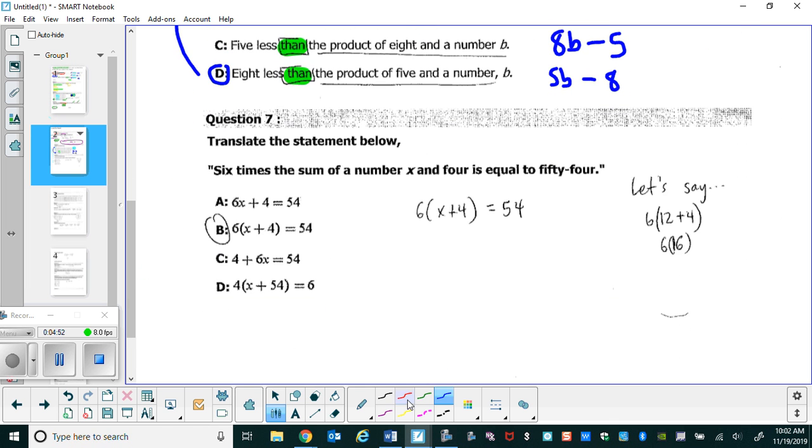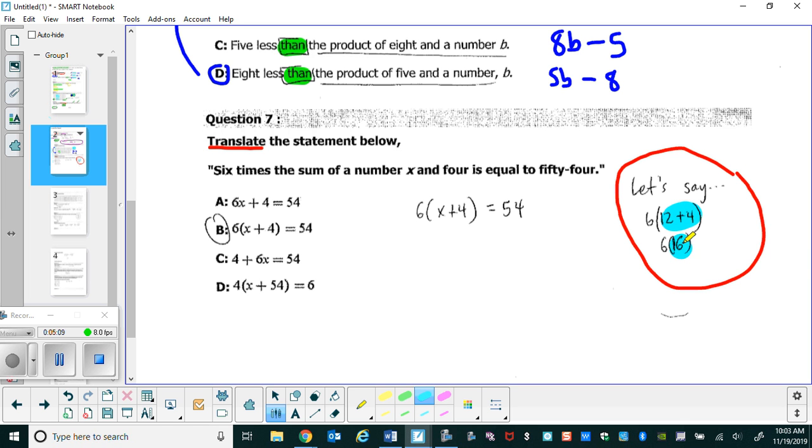Now for number 7 here, when we're translating this statement, we have 6 times the sum. And so I wanted to remind you guys over here, if you saw 6 times 12 plus 4, what you would do first is you would get a sum. You would add 12 plus 4, and you'd get that sum of 16, and then you'd multiply and say 6 times that sum. So over here, we want the sum of x and 4. We want that to come first in parentheses. Now show me 6 times that with a 6 out here. And then, of course, we still had the is equal to 54, and that's your equation equals 54. So that's answer choice B.